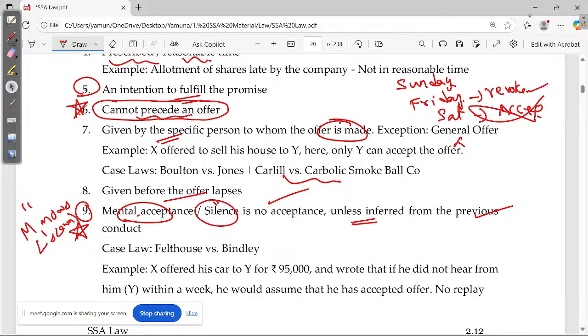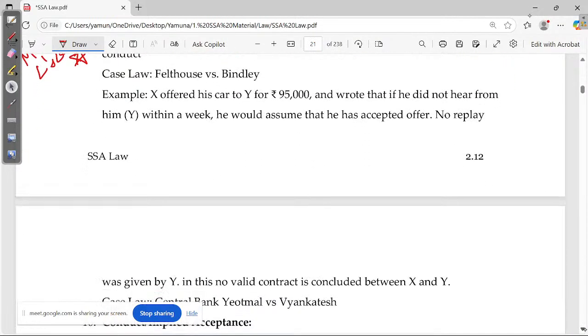You have to stop it. And if you're not stopping him, you cannot say it's your wrong. Okay. Then you can go for this case law.